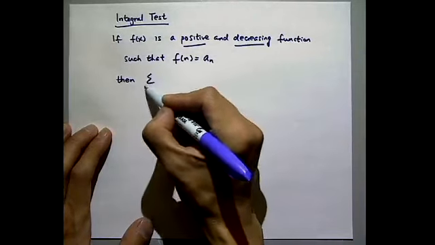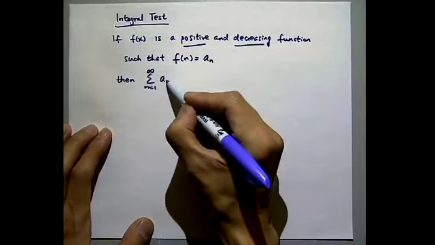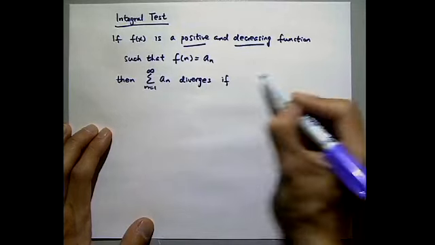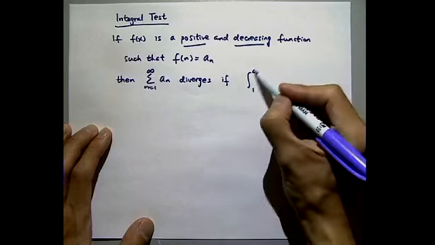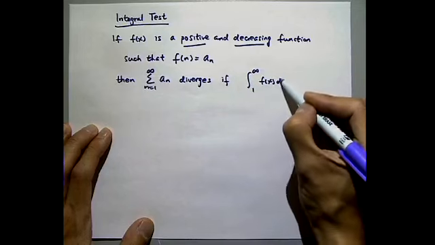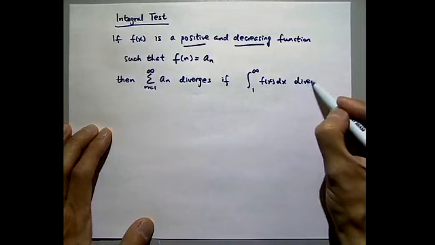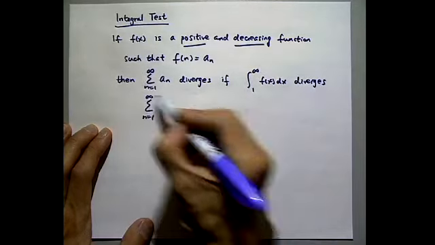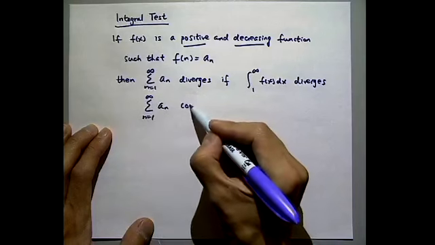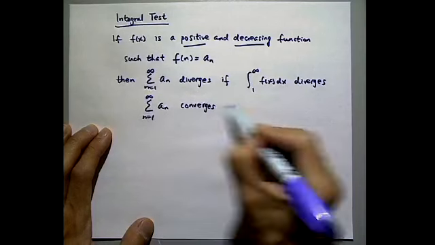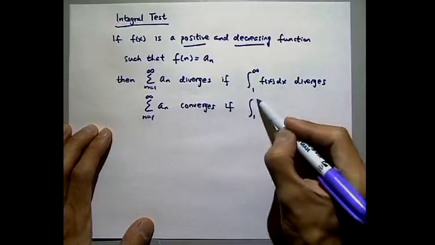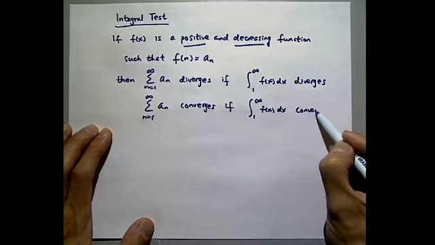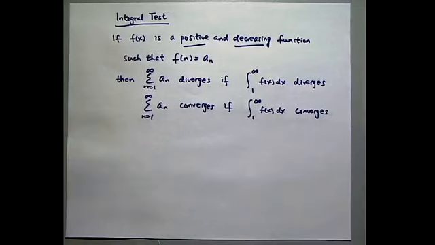And then the series will diverge if the improper integral diverges. It converges if the improper integral converges.